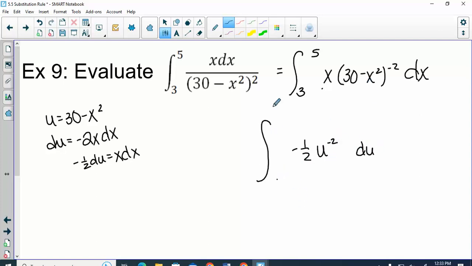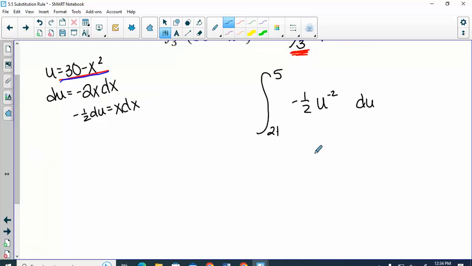Do you want to go ahead and change these limits? Okay. So, in place of my 3 was an x value. We need to know what u is. So 30 minus 3 squared. Okay. And then let's change our 5. So 5 is an x, we need the u. So 30 minus 5 squared. Alright. So now we are going to work this, and we don't ever have to go back to x's because we put everything in terms of u.